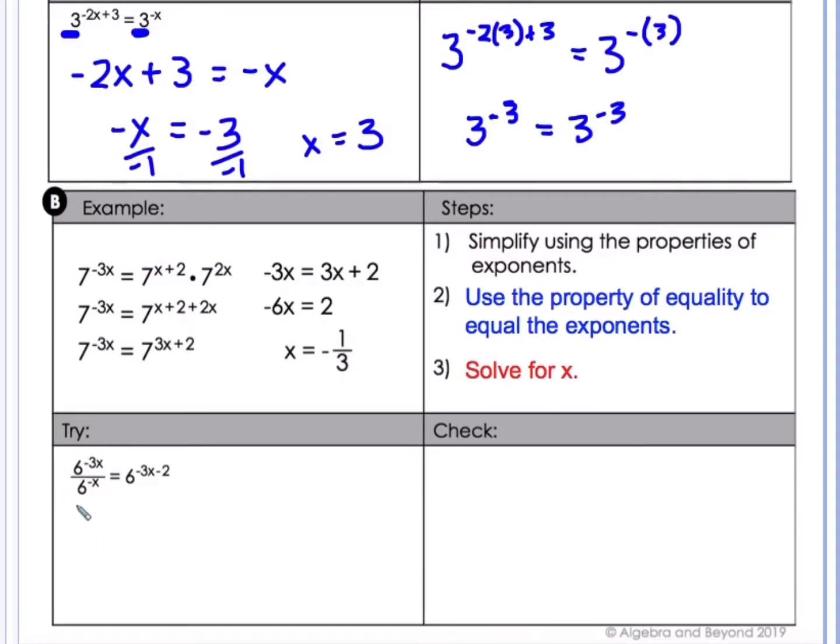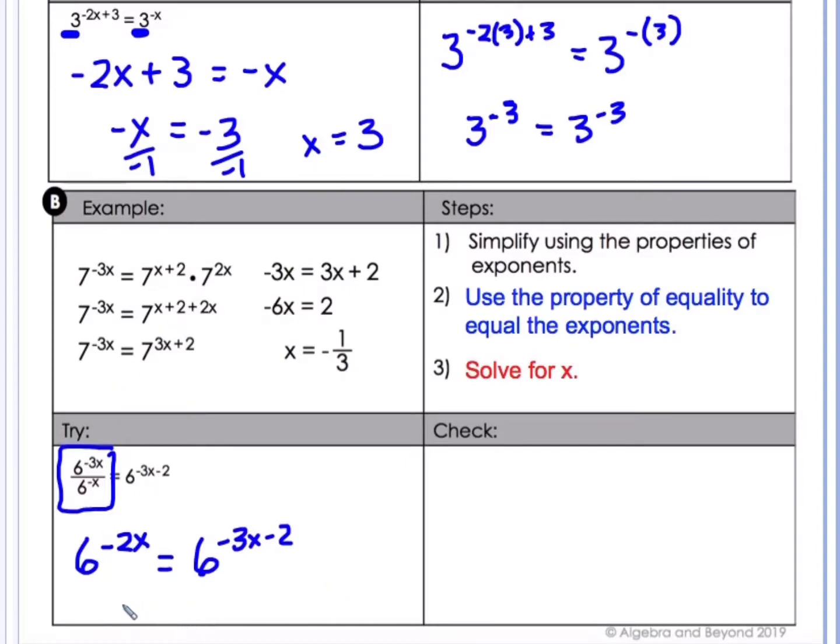Okay, this time we're doing division, so let's deal with this side of the equation first. And I'm going to use the quotient property and subtract, so I will have 6. Negative 3x minus negative 6 is going to be negative 2x equals 6 to the negative 3x minus 2. We'll leave that. Now we have the same base on each side, and we can equal the exponents to each other.